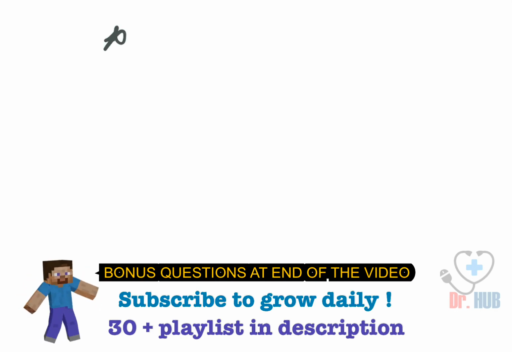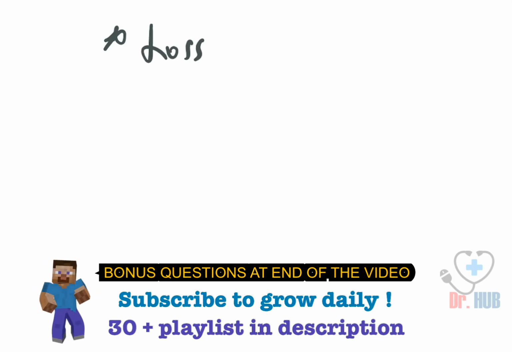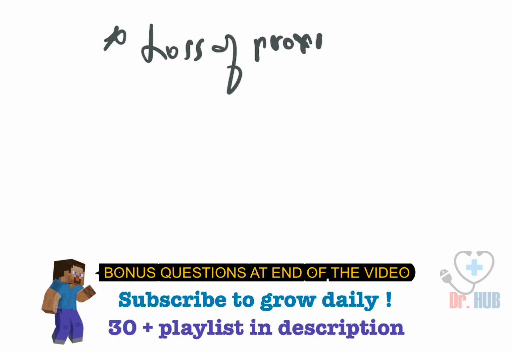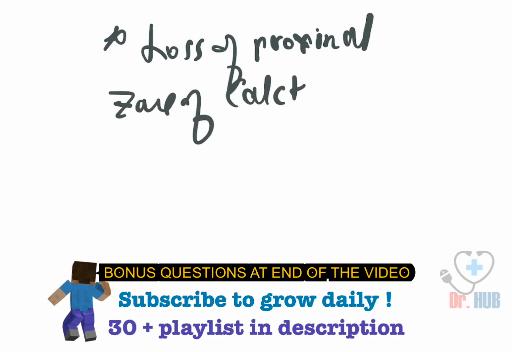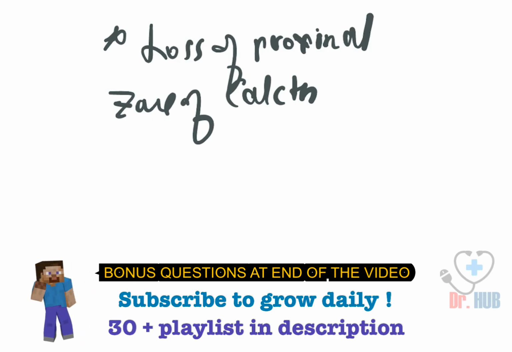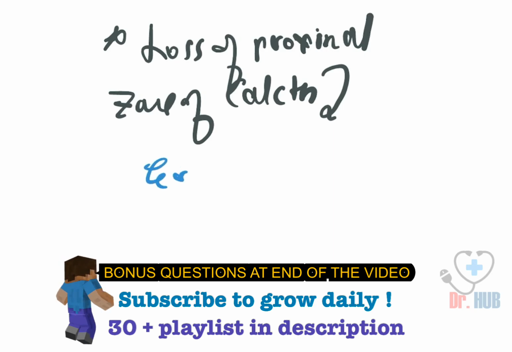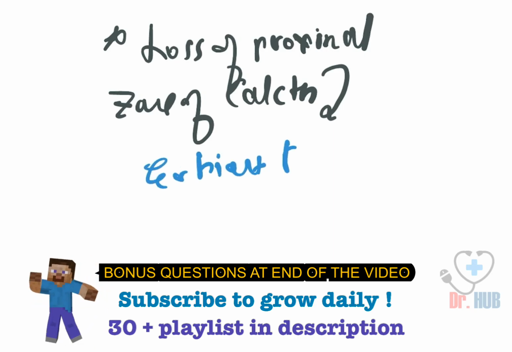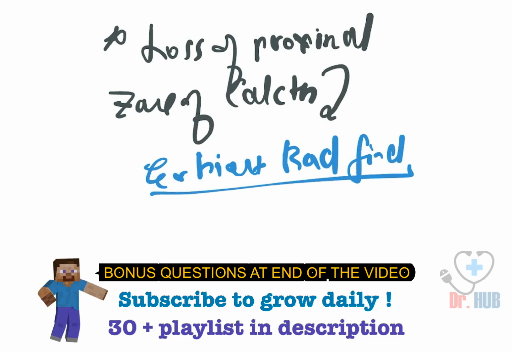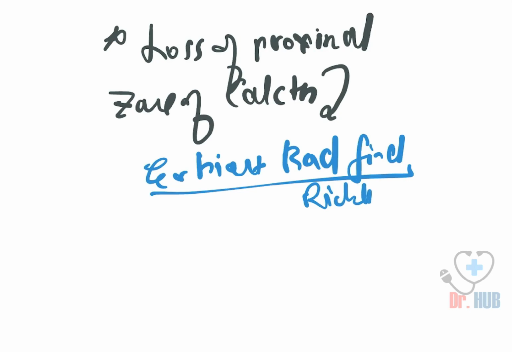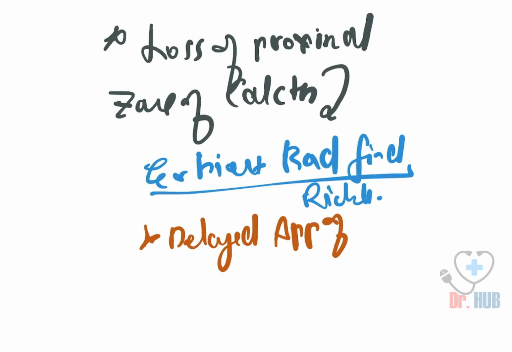So first, starting with the radiological features, it includes the loss of the proximal zone of calcification. This is the earliest radiological finding of rickets. And next, there is a delayed appearance of the epiphysis.